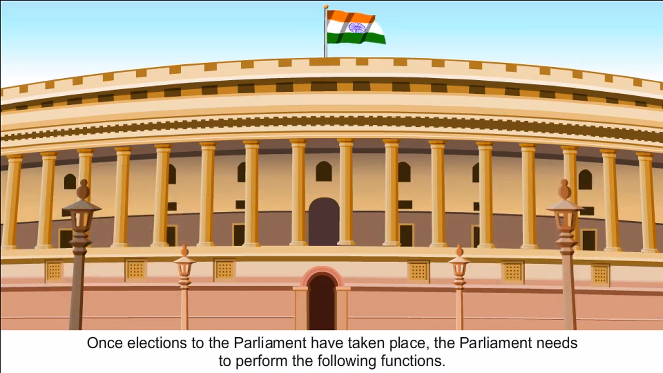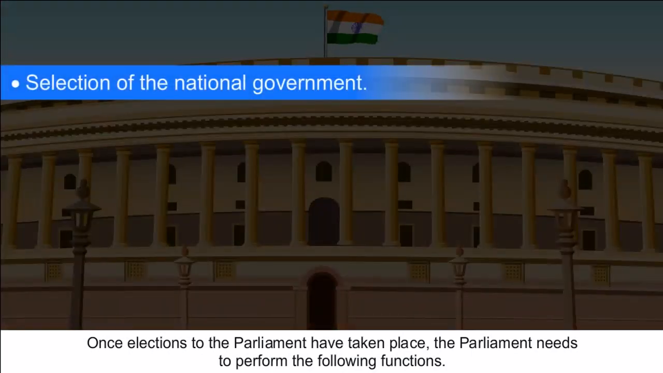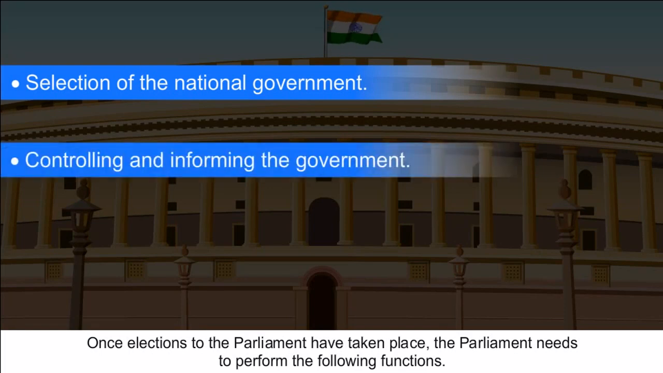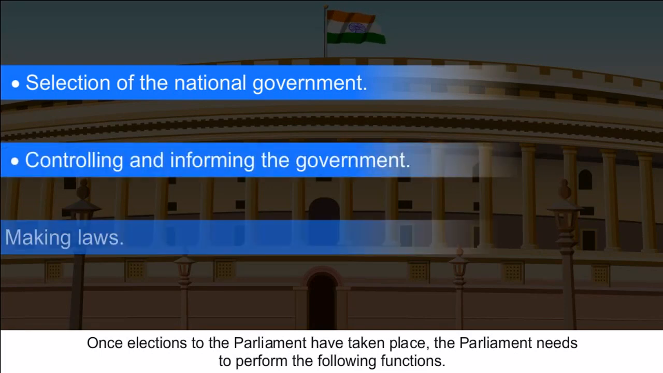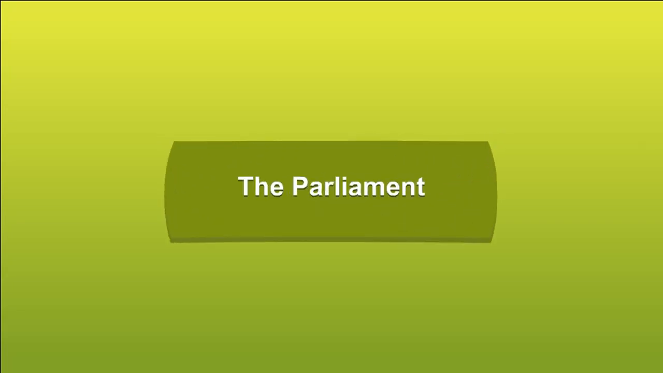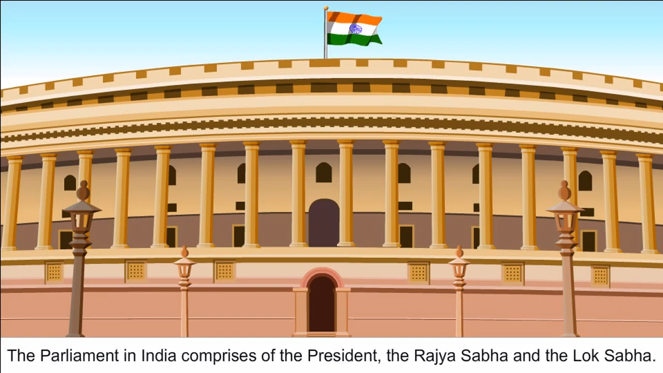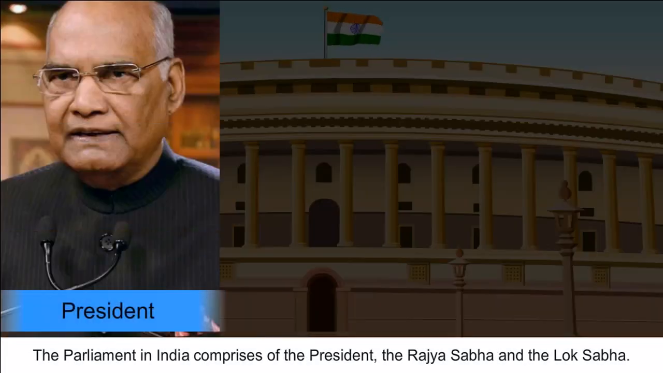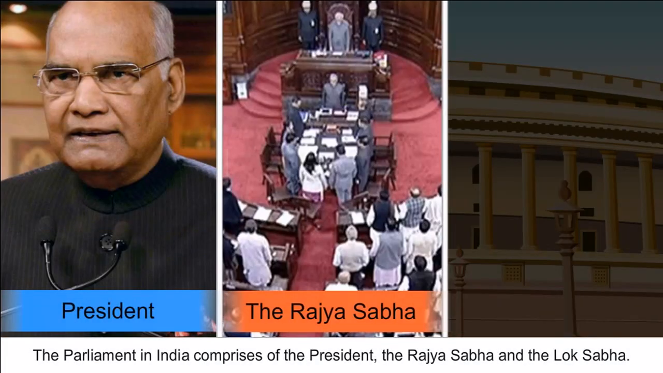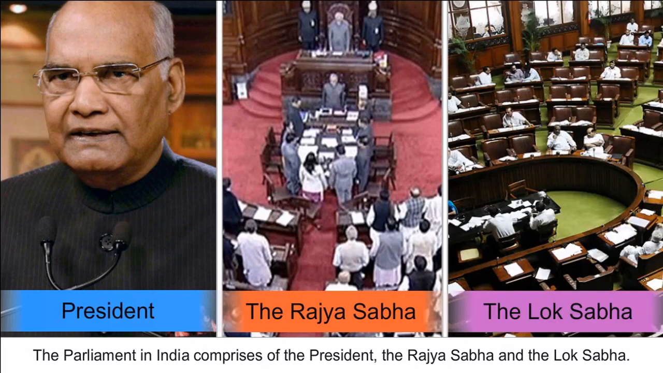Once elections to the Parliament have taken place, the Parliament needs to perform the following functions: selection of the national government, controlling and informing the government, making laws. The Parliament in India comprises the President, the Rajya Sabha and the Lok Sabha.